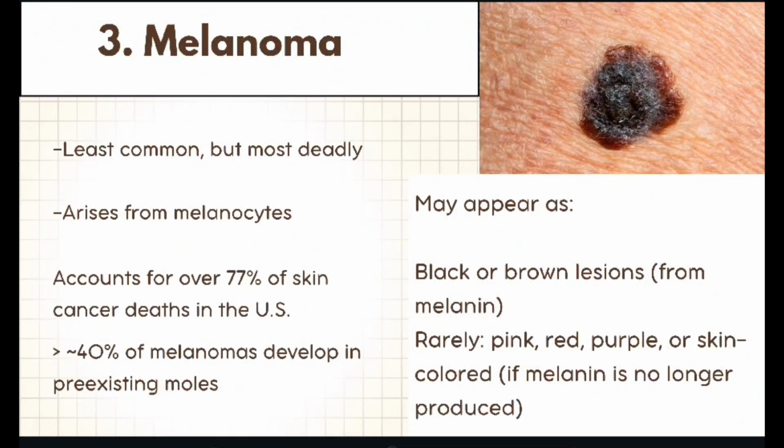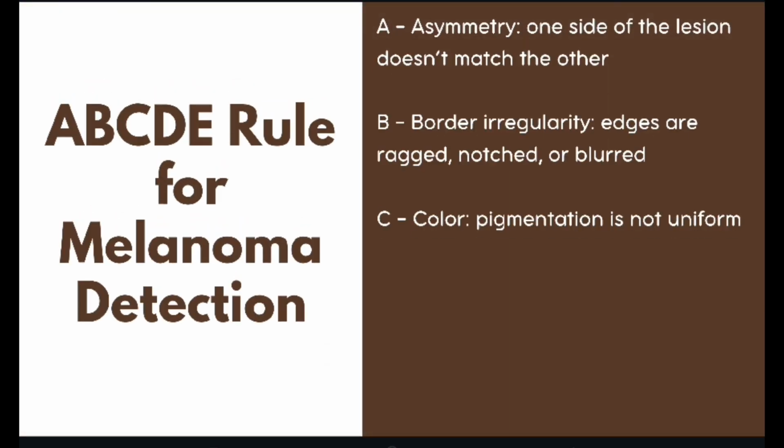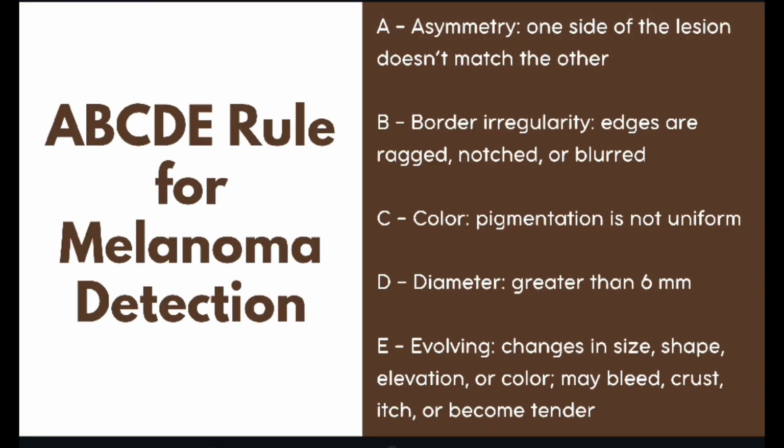Early detection is the key to determine the best treatment plan. That's why experts recommend the ABCDE rule to identify melanoma: asymmetry, border, color, diameter, and evolving.